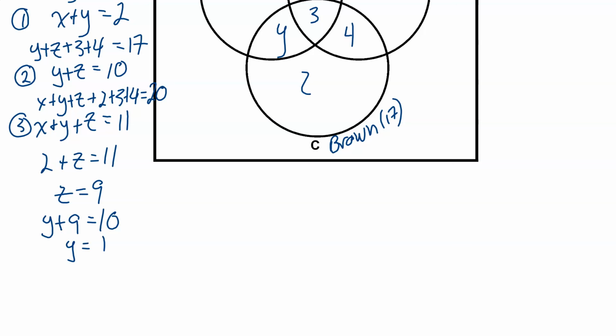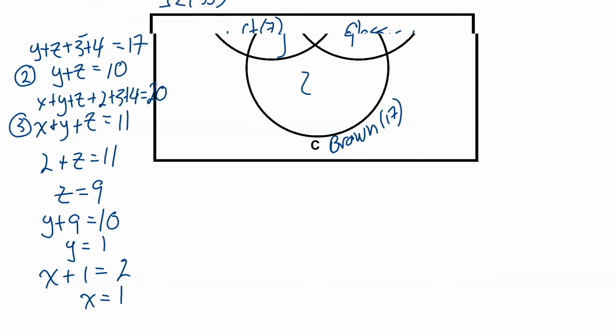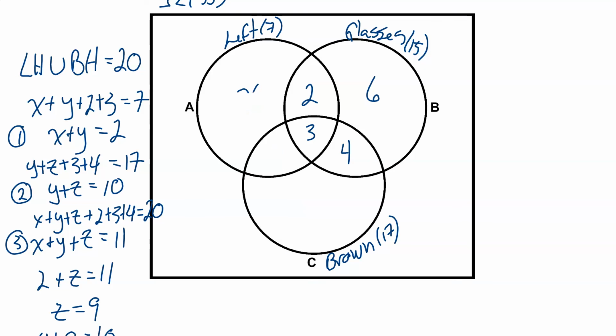And finally, now that I've got y equal to 1, I can substitute that into my first equation of x plus y equals 2, which means x plus 1 is equal to 2, so x is also equal to 1. So I can replace the x, y, and z with 1, 1, and 9, just as we did in the previous example.